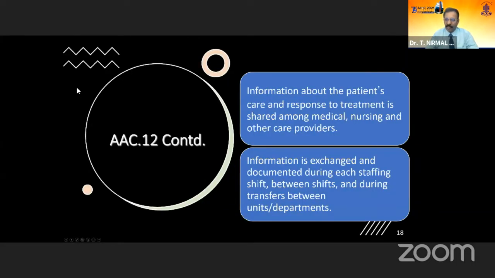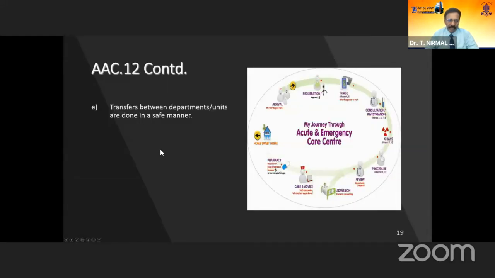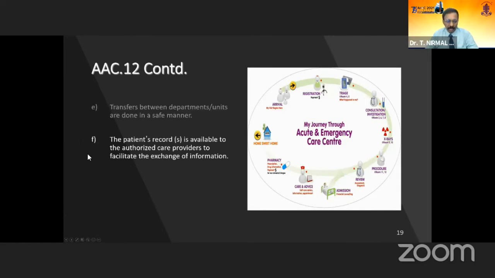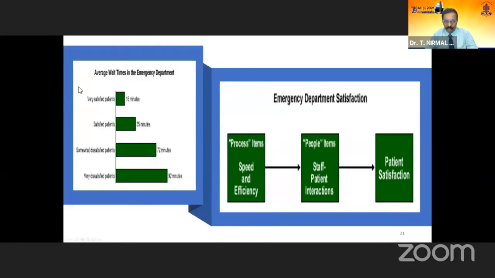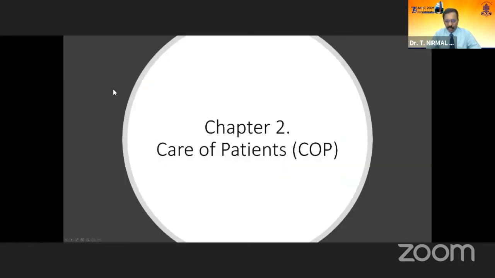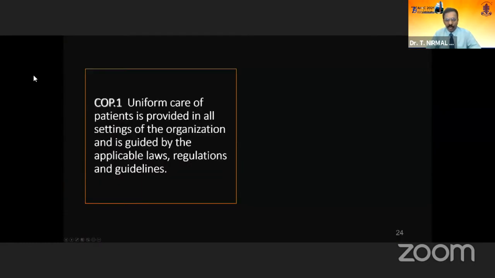The information about the patient care and response to the emergency treatment has to be shared between the medical team, nursing team, and other care providers. This has to happen seamlessly between shifts as well as after the transfer. And transfer has to be done in a safe manner, so one of our staff has to accompany them till the patient is stabilized. It's always better that the entire process is streamlined properly, because that decides the satisfaction from the patient's point of view. Chapter 2 deals with the uniform care of patients in all settings, and it is guided by the applicable laws and regulations.